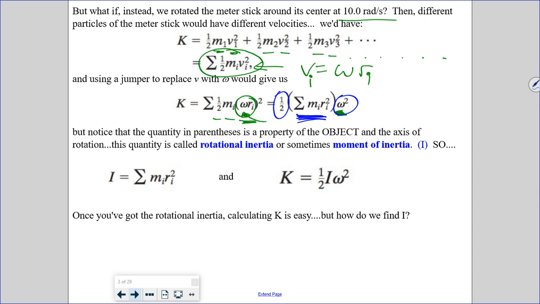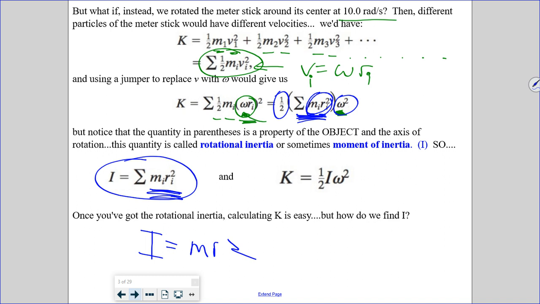But notice this: the mass of each individual particle times its radius squared, that's a property of the object, right? Because the different particles of the meter stick have their own certain positions. So this sum is our rotational inertia. Remember, when we learned about rotational inertia, we learned that the rotational inertia of a particle is m r squared. This is why. Because here's our m r squared. And so now, if you want to find the kinetic energy of that meter stick, it's 1/2 I omega squared, where I is the total rotational inertia of the whole stick.